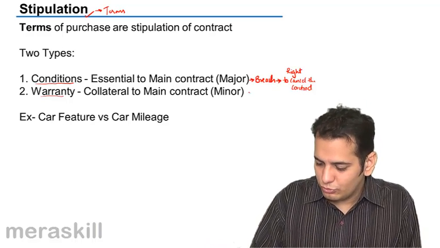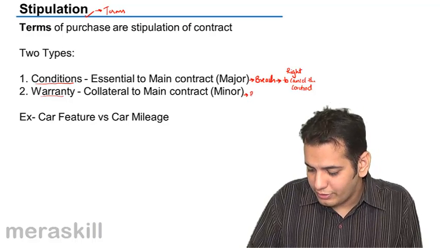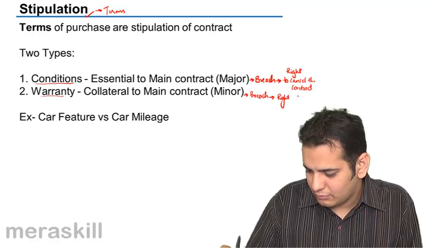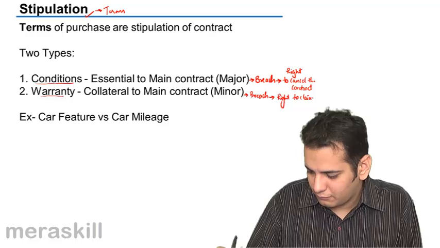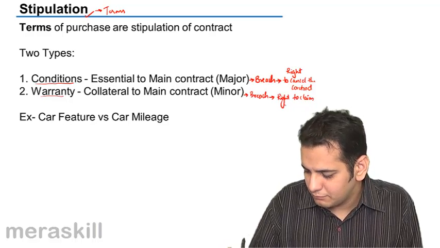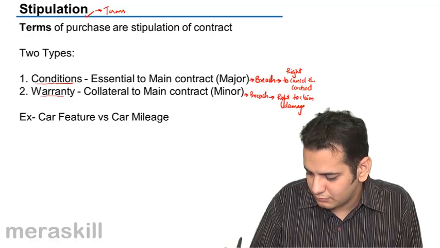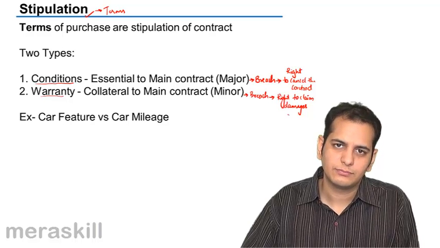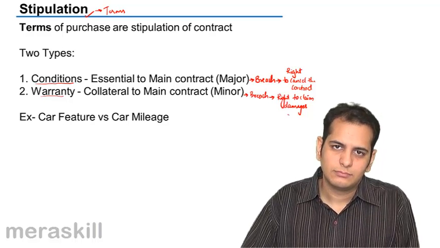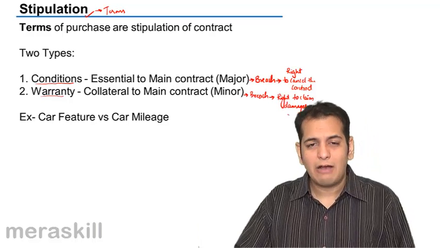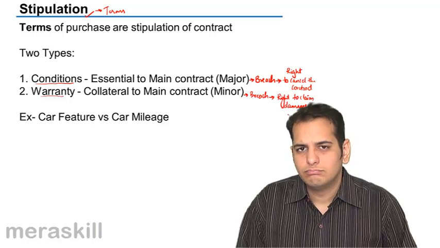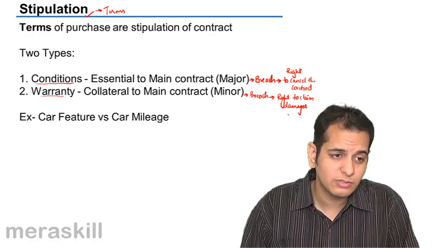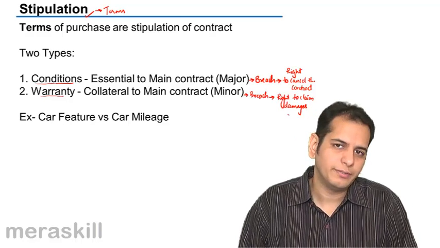Okay. So here, if a warranty is breached, what will happen? Right to claim damages. No right to cancel the contract. Okay. So are we clear in this stipulation thing as to when does a stipulation become a condition, when does a stipulation become a warranty?